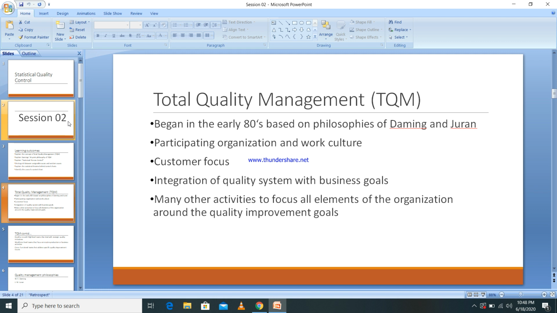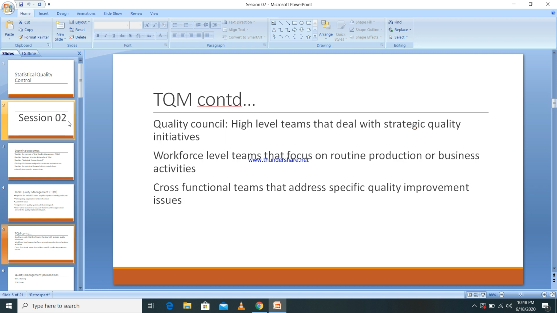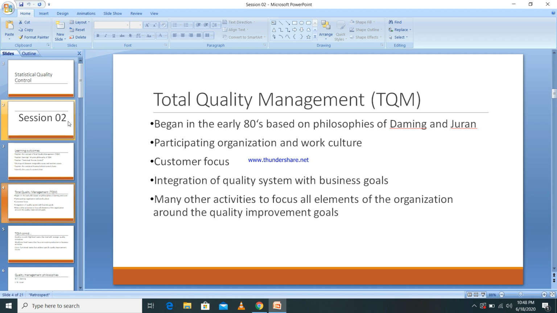And also there are many other activities to focus all the elements or all the work of the organization in order to keep the quality goals, right? So basically, total quality management means how you are going to achieve the quality of your product or service in your company through teamwork, right? That is what we are discussing in total quality management.